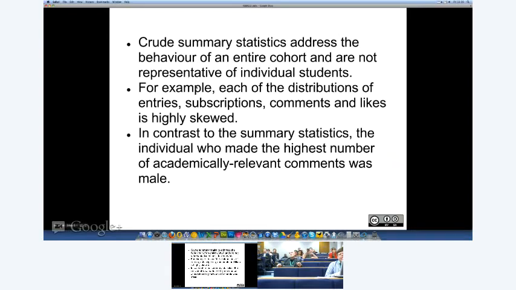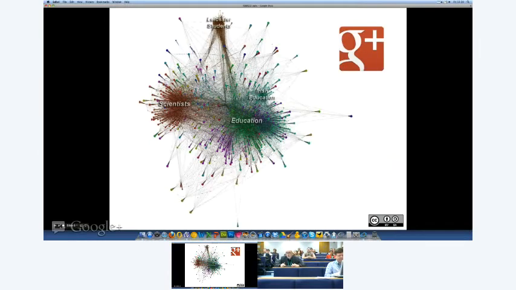And we know that if we look at all of the inputs that the students make, so entries, subscriptions, so following other students, the number of comments they make, the number of likes, which are equivalent to +1s, all of those things are highly skewed. You have a small number of students who are highly active and a large number of students that are much less active. And so these population statistics don't really tell us very much about individual students. And that was a problem. So we need a more detailed framework for looking at student activity if we're going to give each individual student a more meaningful assessment.